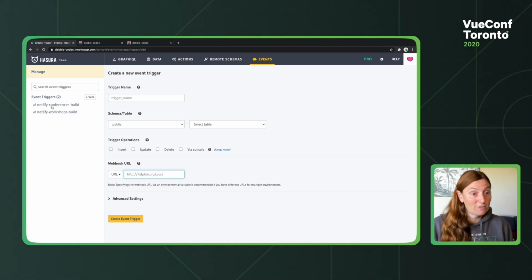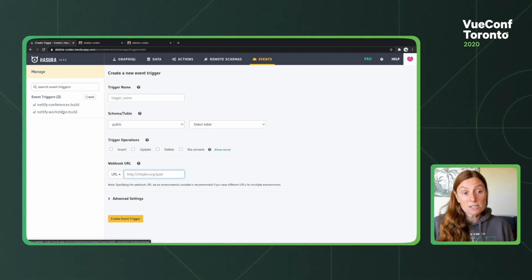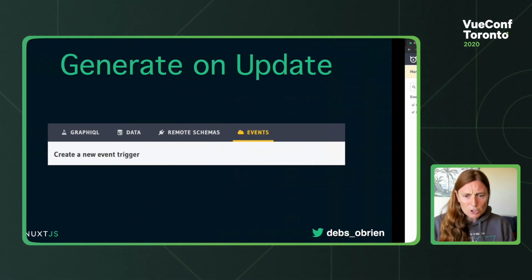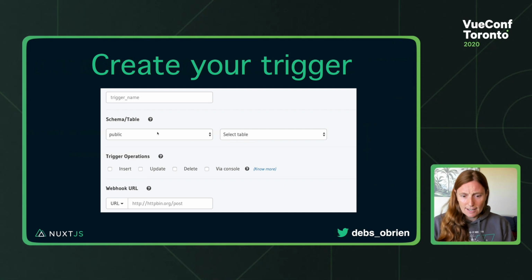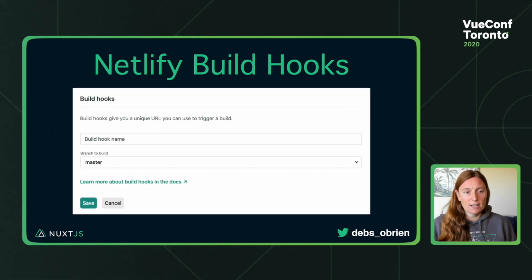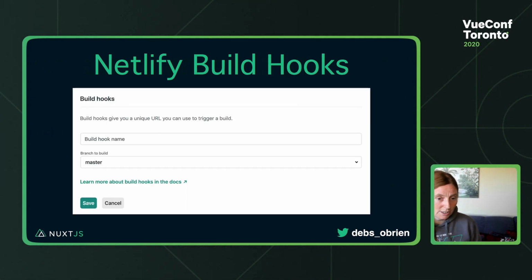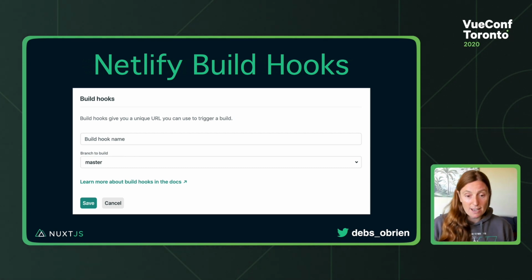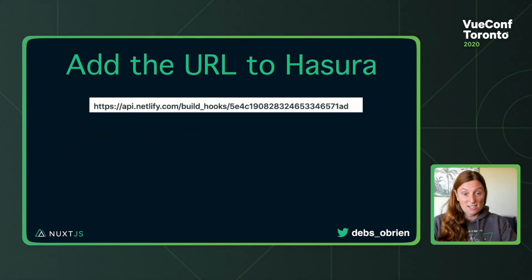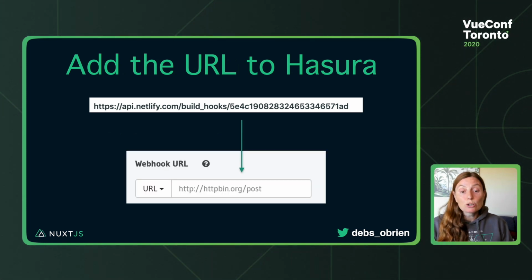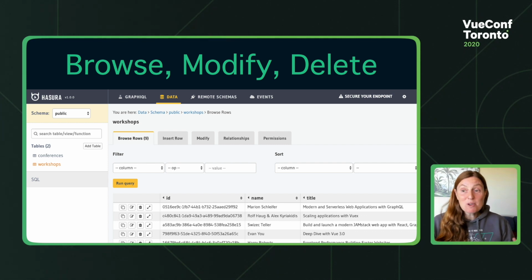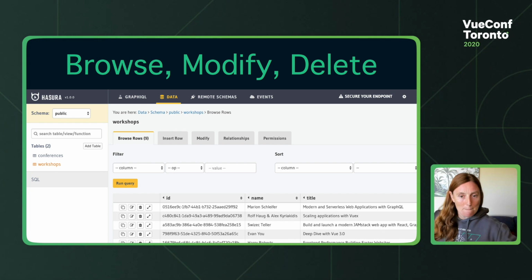You can see I already have 2 triggers. I've got one for the conferences table and one for the workshops one. So that's basically it, just what I showed you. And then the build hooks are in Netlify. You create your build hook from what branch, press save. That's going to give you this kind of URL. You copy that and then you put it into your webhook URL in Hasura, and bang, then every time you add, modify or delete some data, or whatever you've set it up to do, it's just going to generate your build.